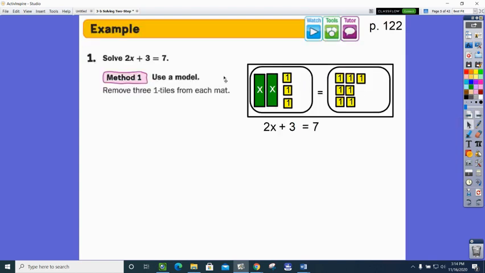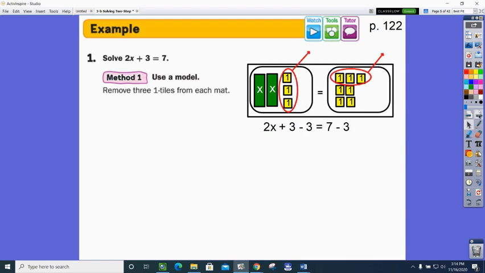So if you want to see a picture of what we're doing, here are the two x's, and here are the 1, 2, 3. So 2x's plus 3. And do you see the 7 over here? 1, 2, 3, 4, 5, 6, 7. And my goal is to get 1x over here. So this has to leave and these have to leave. We're going to start with the number and we're going to get rid of those 3. But if I take them off here, I have to take them off over there.